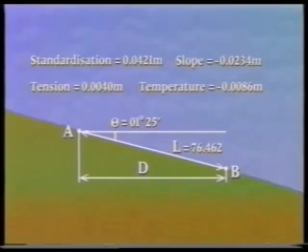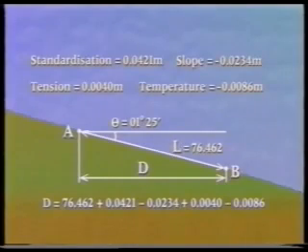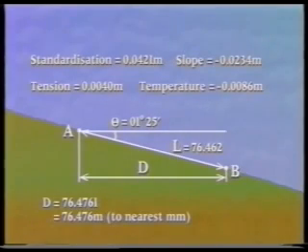These are then used in the combined formula to give D equals L plus the standardization correction minus the slope correction plus the tension correction minus the temperature correction, which comes to 76.4761 meters, and this is rounded to the nearest millimeter to give the horizontal distance of AB as 76.476 meters.